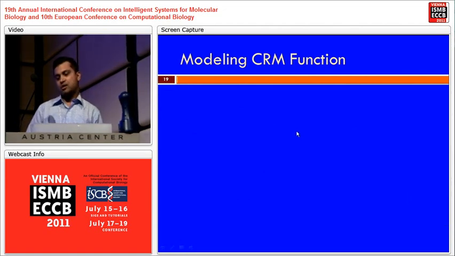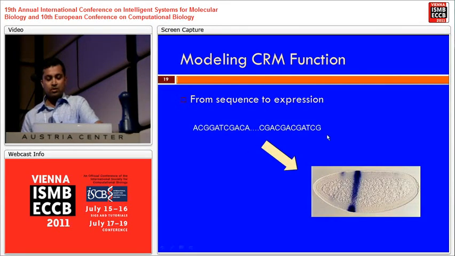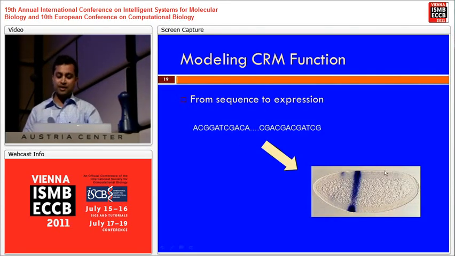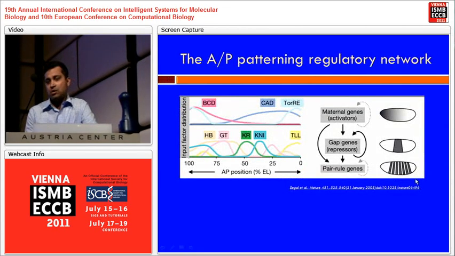So the task that we are addressing in this paper is first to model CRM function. That is, given the sequence of a CRM, can we predict that it'll drive this expression pattern? And for this, we have to get into the details of combinatorial regulation that's going on within that CRM. But that's not all. That's not the only piece of information we need. We need more information than that.